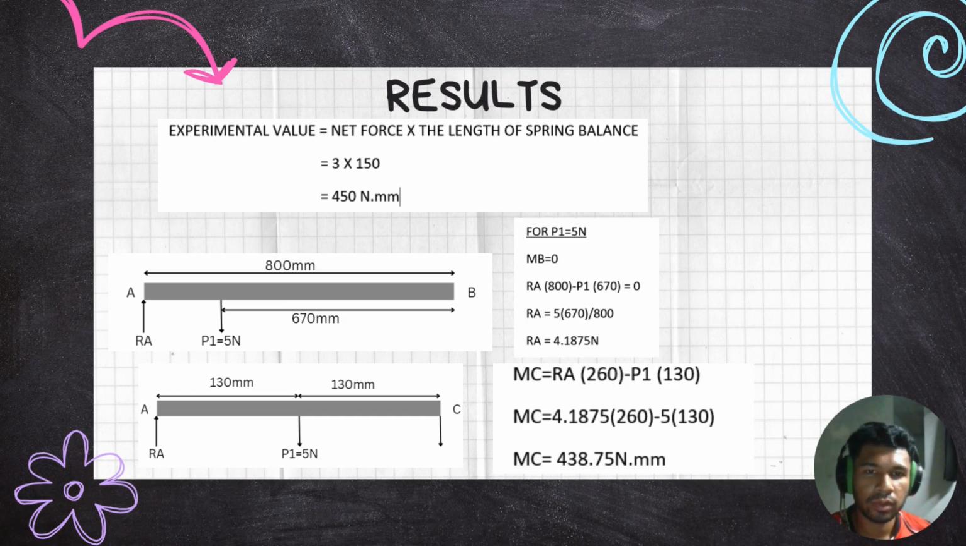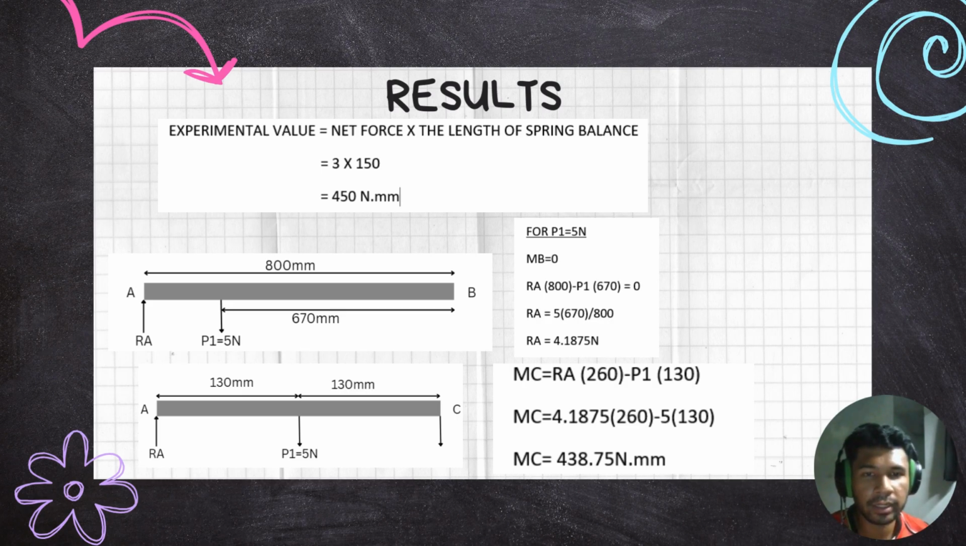For the theoretical value, first we set the moment at B equal to 0, and then RA multiplied by 800, which is its distance, minus P1, and its distance is 670, equal to 0. And then we get RA equal to 4.1875 Newton.